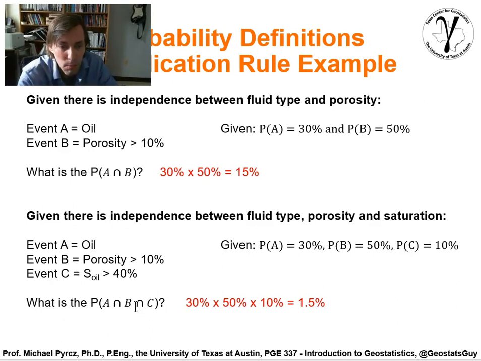Okay, so multiplication rule. The probability of the joint A and B is equal to the probability of A times the probability of B. And so we find that there's a 15% probability of having good porosity and also having oil. We can extend that and add the probability of having a specific amount of oil saturation, and we can see that now we have a 1.5% chance of those three things occurring together.